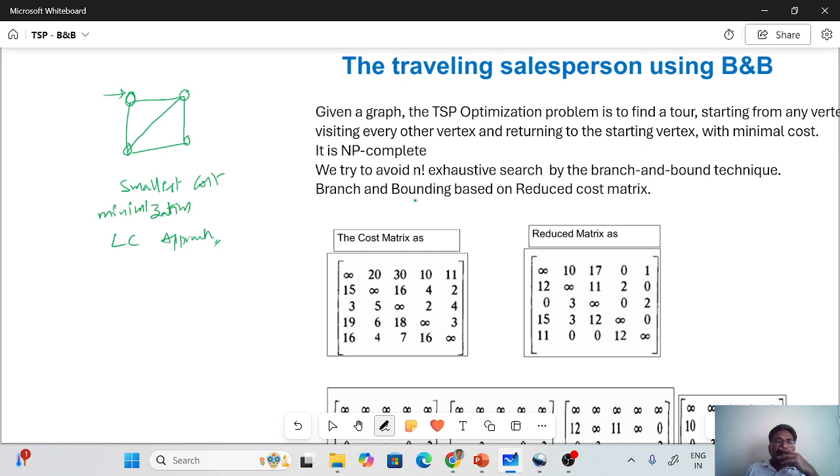All the branch and bound problems we consider as NP hard problems. So this is also NP hard, and its time is also exponential. We are going to set the bound with the help of the least cost approach and also with the help of the cost reduction matrix. So for example, I hope you are good at the problem statement.